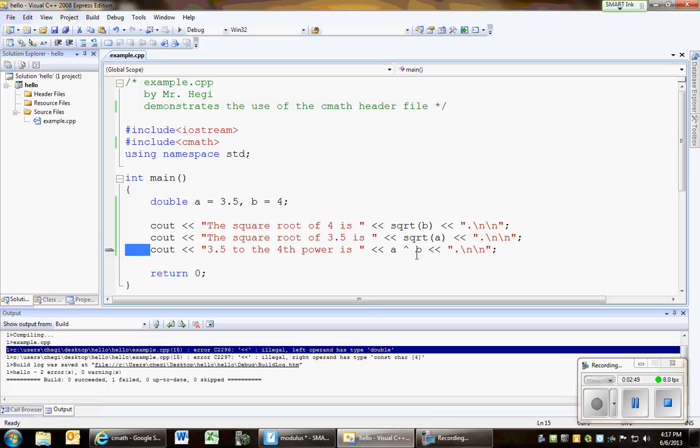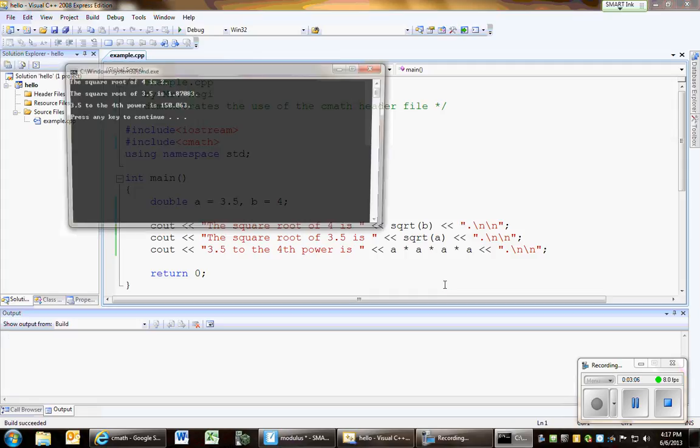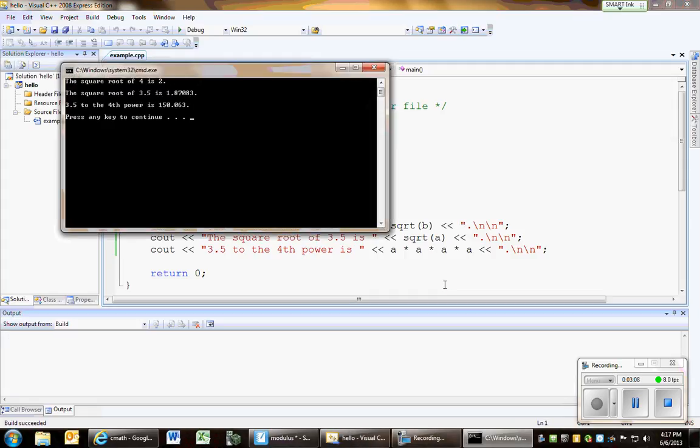So either you have to actually use the pow function, or write your exponent as repeated multiplication, because really that's what an exponent means. 3.5 to the fourth power, I'm actually multiplying 4 a's together. That should give me the same answer, and it does.